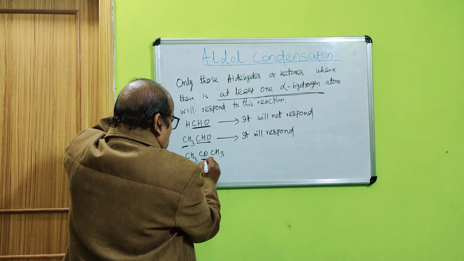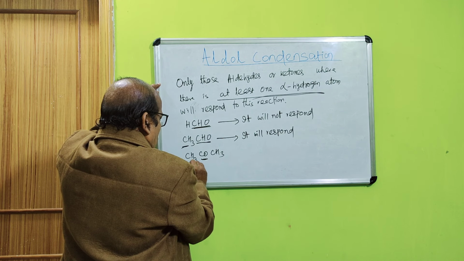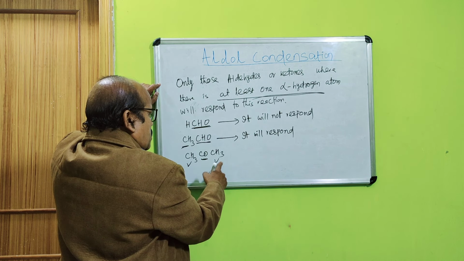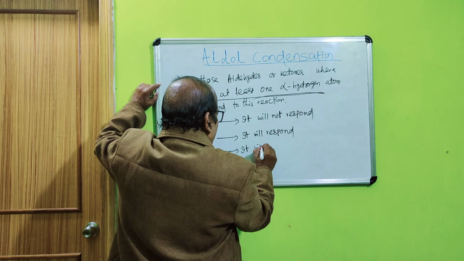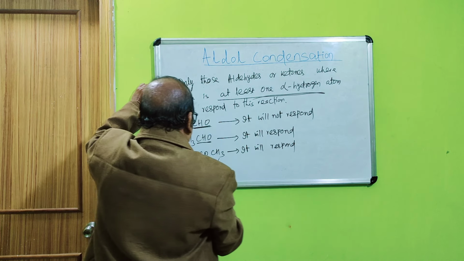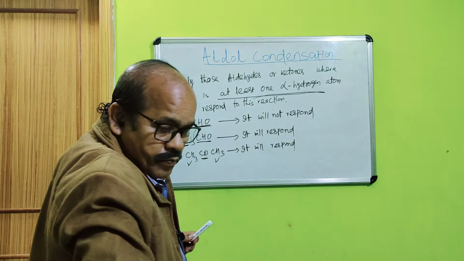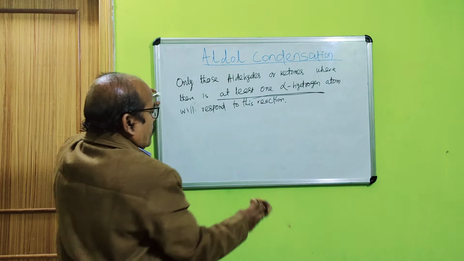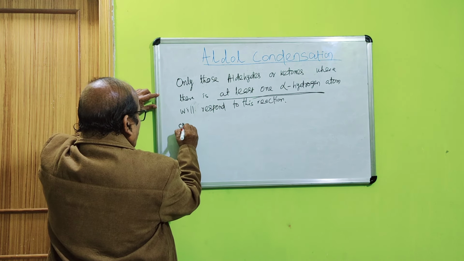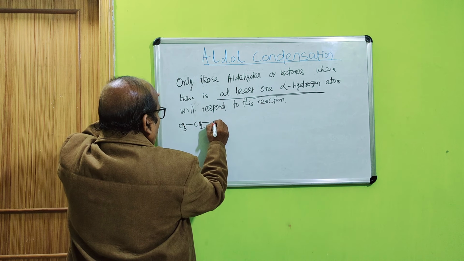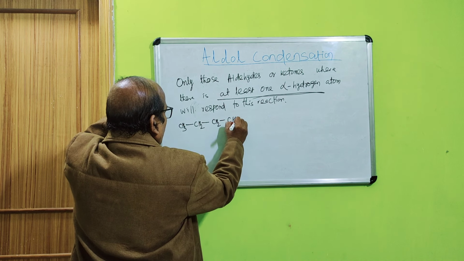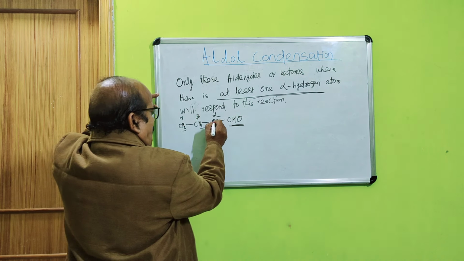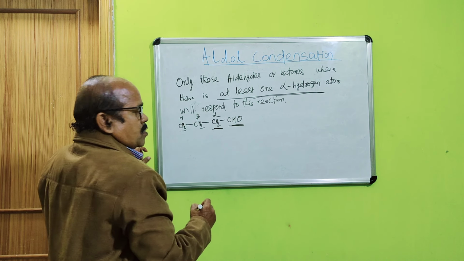This is acetone. This is the functional group. Here there is an alpha carbon, and here there is an alpha carbon atom. Here there are three alpha hydrogen atoms, and here there are also three alpha hydrogen atoms, hence it will respond. This is the functional group, this is the alpha position, this is beta, this is gamma. The alpha carbon atom has two alpha hydrogen atoms, hence it will respond.